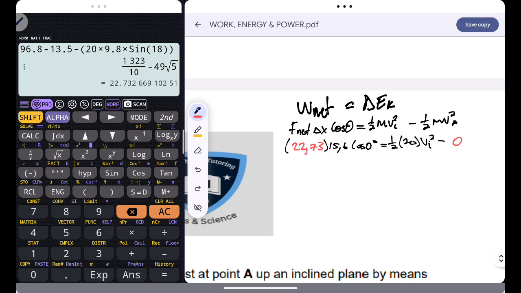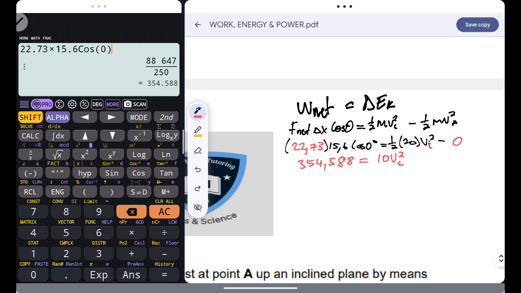So on the left hand side, I'll say 22.73 multiplied by 15.6 multiplied by the cos of 0 degrees. On the left hand side, I'll simply have 354,588. This is equals to 10 v squared at position C.